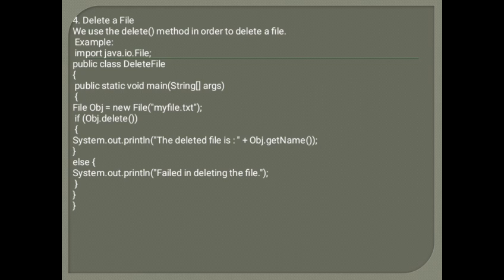Next is delete a file. Delete a file means if you don't want any file, we want to delete that file. And at that time we can use the delete method. For example, this is a simple example of deleting a file in Java. Also, in this program, we use the if-else concept. So this is the deleting file program in Java.